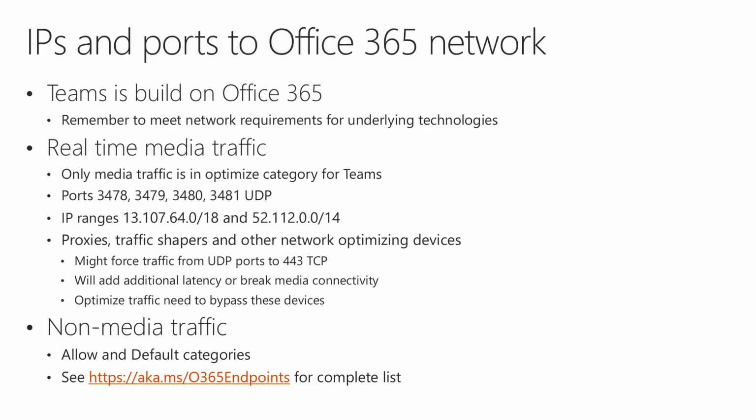From a pure Teams perspective, the traffic that's exclusive to Teams, there are two types of traffic that we are going to look at. The real-time media traffic and the non-media traffic. Media traffic is audio, video, desktop sharing, everything that you're doing in a call or a meeting. Please note that this is the only type of traffic that's in the optimized category for Teams. So all the other traffic is in the allow or default categories.